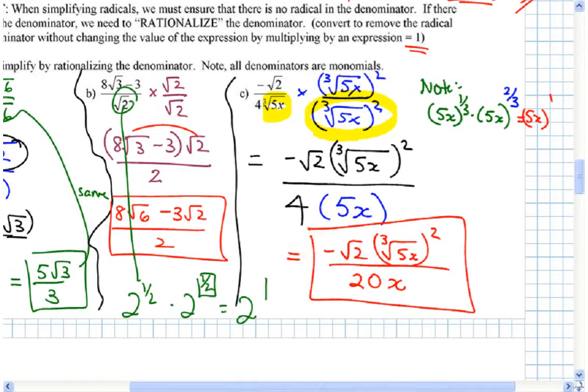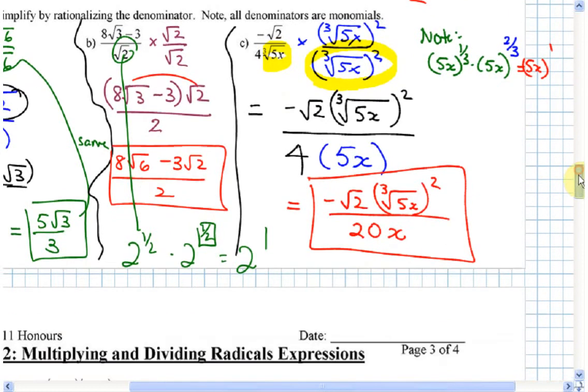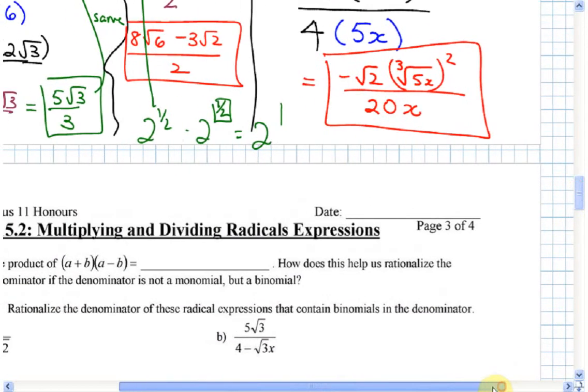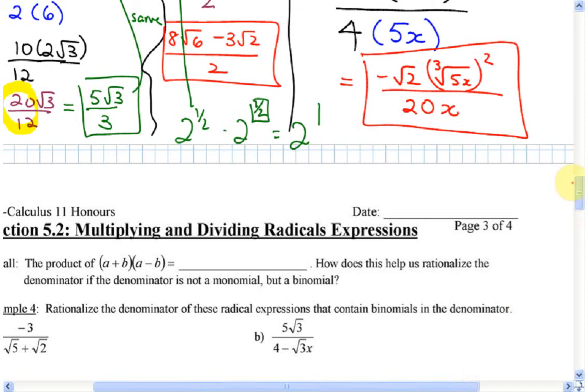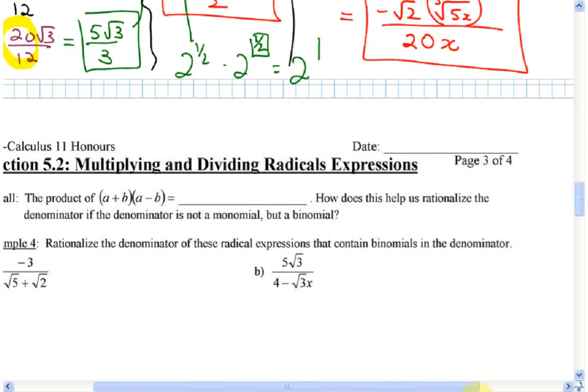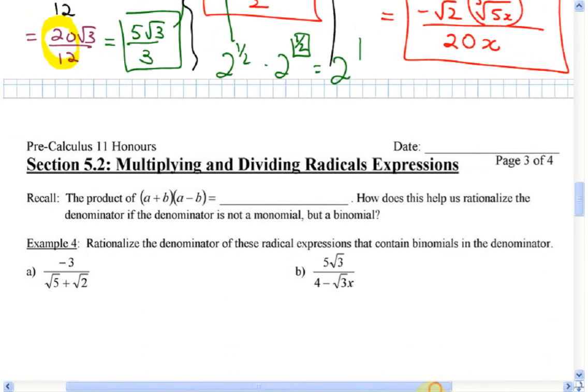Now, if you turn the page, I want to do a few more rationalizing questions for you, but these ones involve binomials and not monomials. Okay? So the thing that I want you to remember while we do this rationalizing of binomials is this product of a plus b times a minus b. What is this actually equal to when I distribute this? A squared minus b squared.